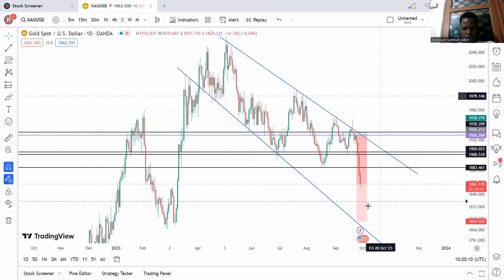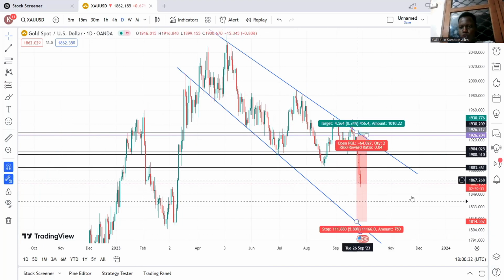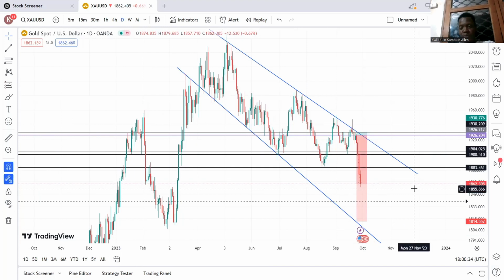So gold can go further, and if gold goes further, the immediate support resistance at that level is about 1800. So we're targeting 1800 for this. Before then, there may be some retracement at 1860, depending on price action. The best point to note here is 1883: if that point is broken, gold may go up; if not broken, gold continues to go down.